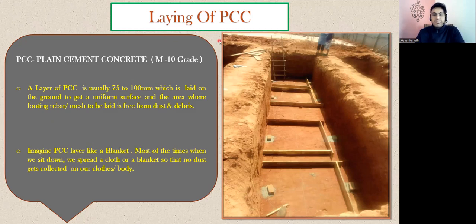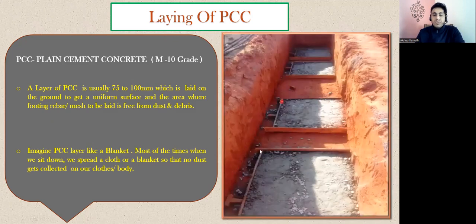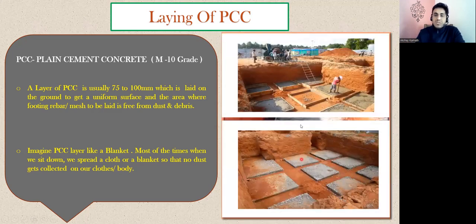Once you put the PCC, you can see we have put the concrete here. This is how your PCC bed is. We call this a PCC bed. You can see 1, 2, 3, in this way 4 PCC beds we have put. You can see it here. So you have prepared this formwork, all this formwork you can see, and then you are going to place the concrete over that.